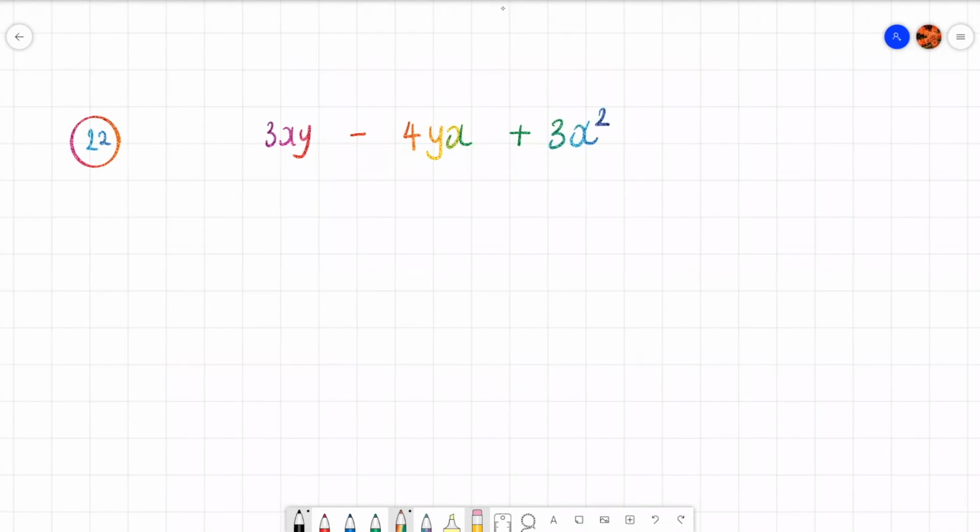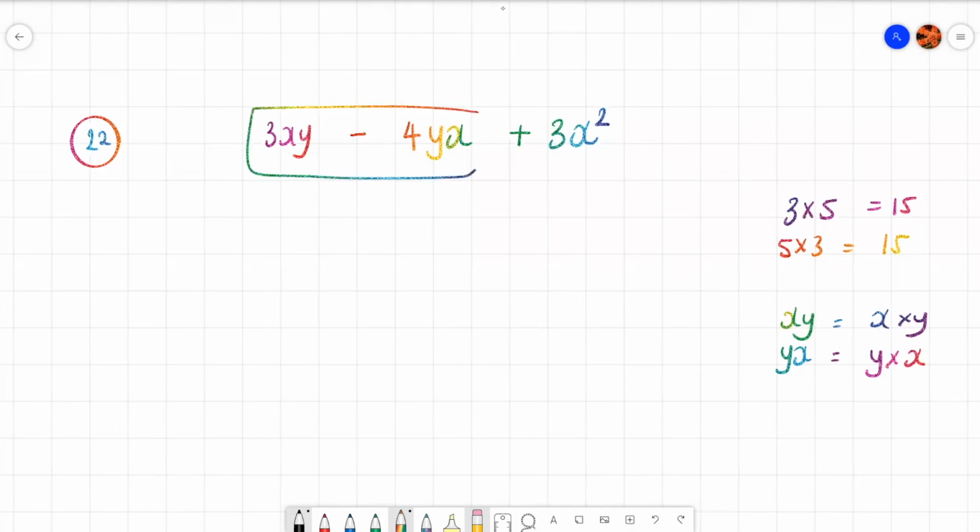It's because, for example, if we have 3 times 5, the answer is 15. But if we do 5 times 3, the answer is also 15. So it doesn't really matter which order you write the numbers in, the answer is still the same. And because this is multiplying, it doesn't matter. I can write xy or yx. They both mean the same thing. xy means x times y, and yx means y times x. They're exactly the same thing, but just written in a different order, exactly like 3 times 5 and 5 times 3. Therefore, the first two I can subtract.